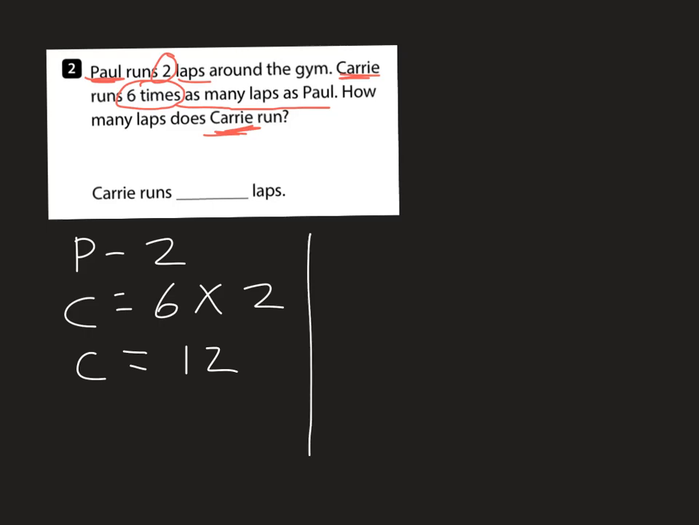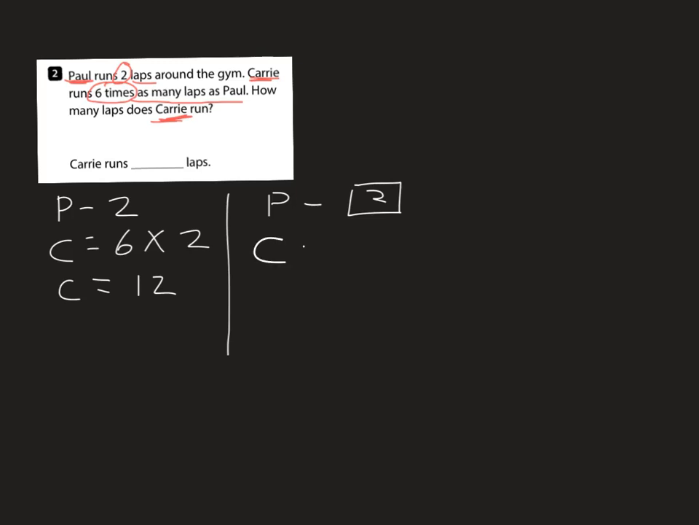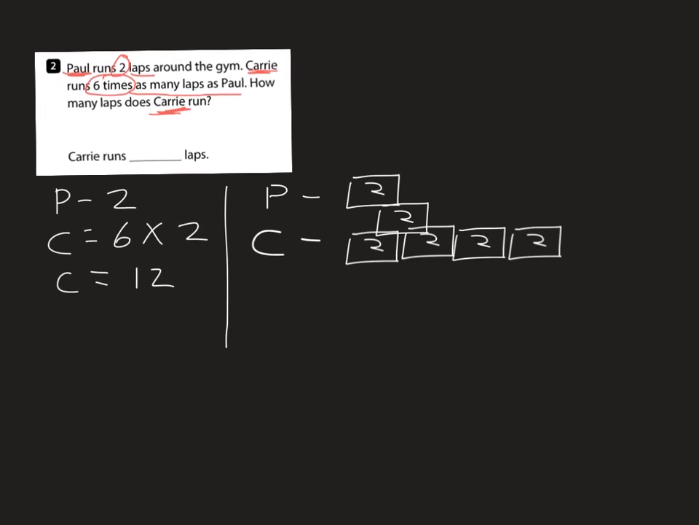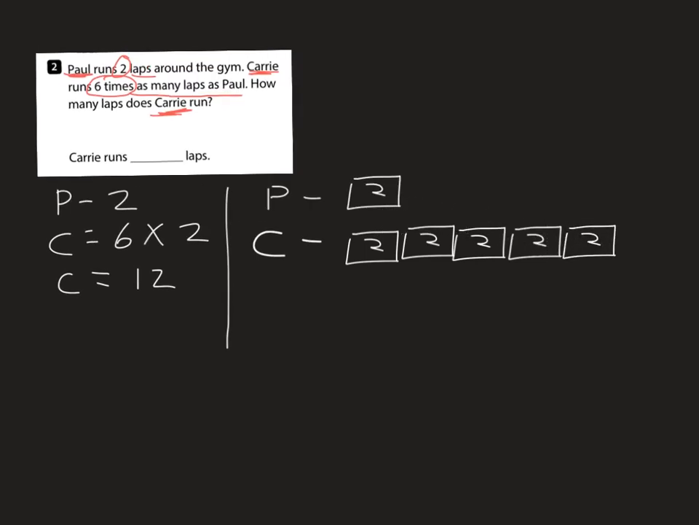All right, let's go ahead and show it representationally now. We're going to put Paul up here. Basically, representationally is a bar model, and we are going to have 2 laps here. All right, and then we set up Carrie, and I know that Carrie runs 6 times as many laps. There's 1 times as many, 2 times as many, 3 times as many, 4 times as many, 5 times as many, and 6 times as many.